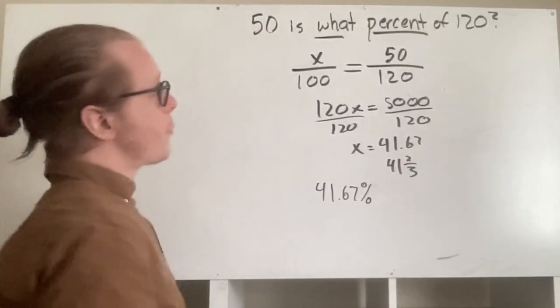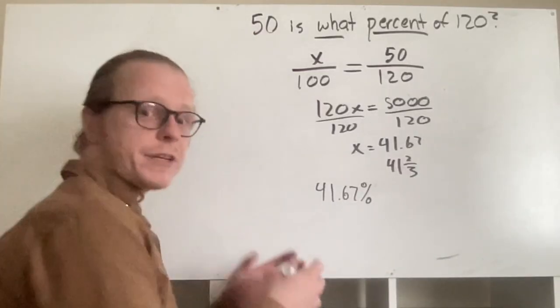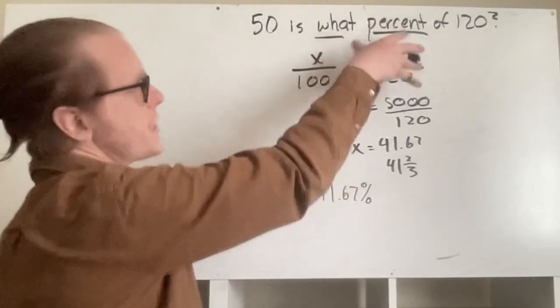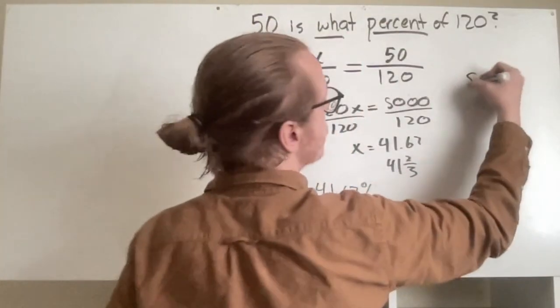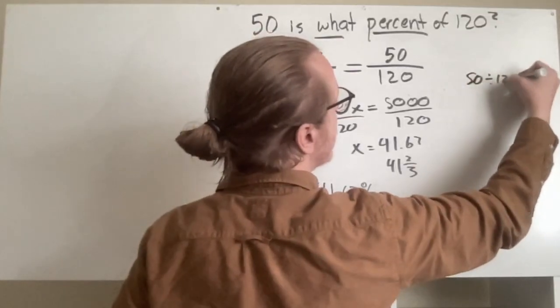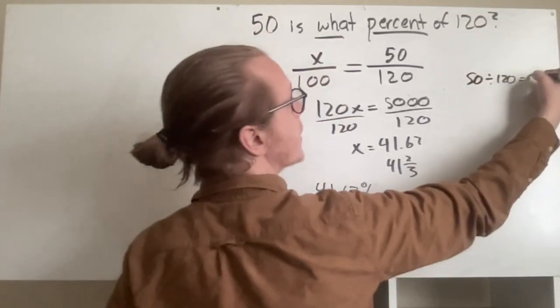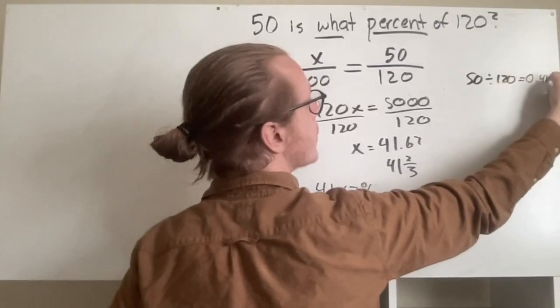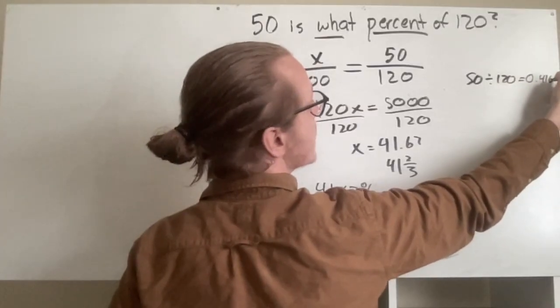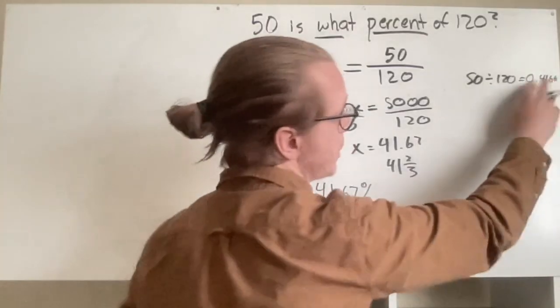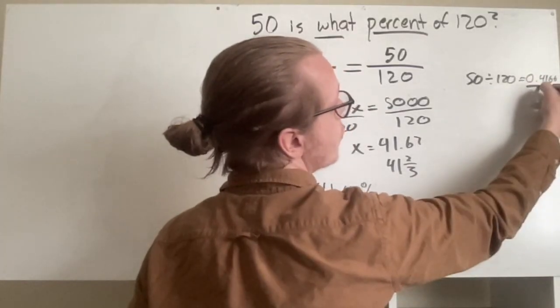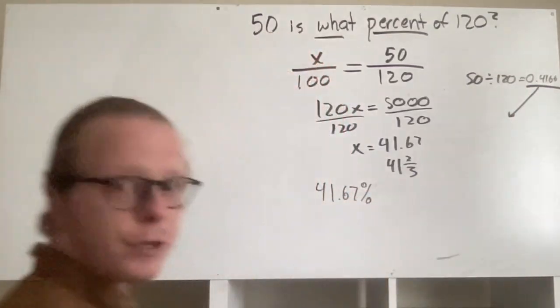41.67%. The other way that we could do it, if we're strictly just asking, well, what percent is one number of another, right? I can just divide. I could just do 50 divided by 120, and I would get 0.416666, okay? Now, this here gives us a decimal. We need to then convert it into a percent.